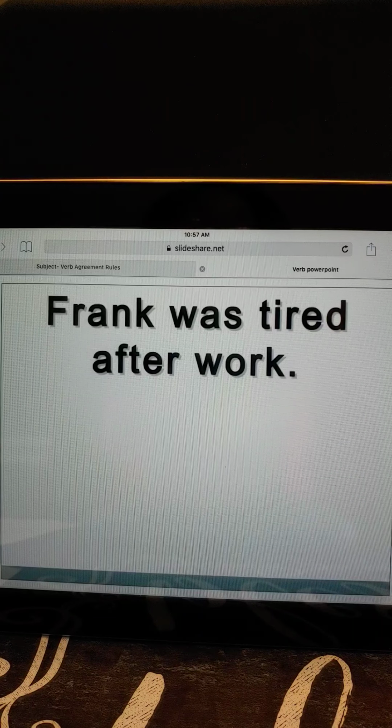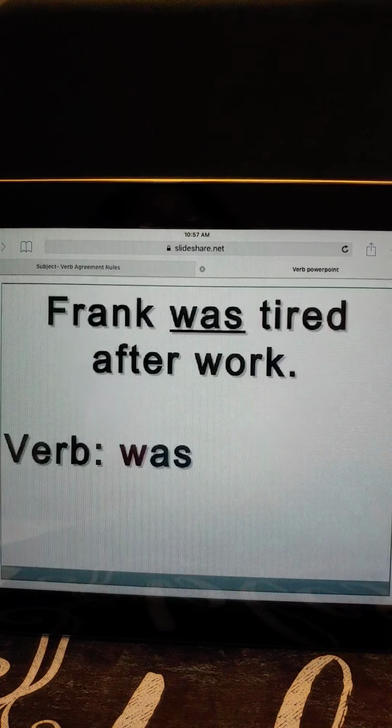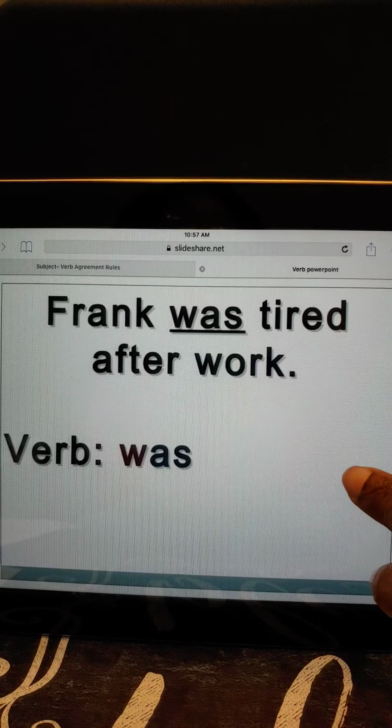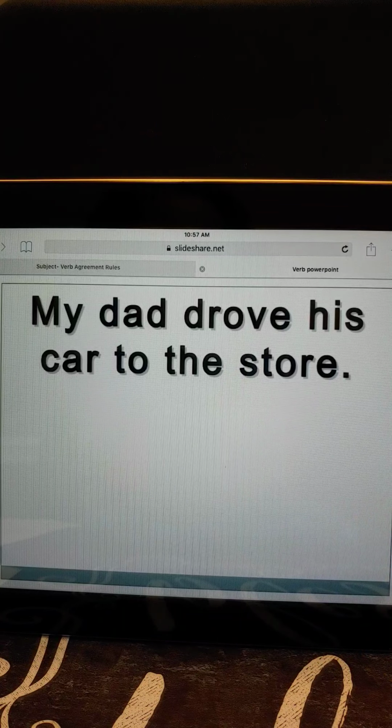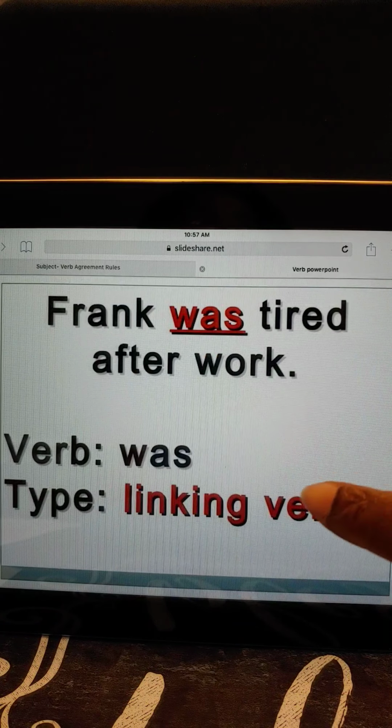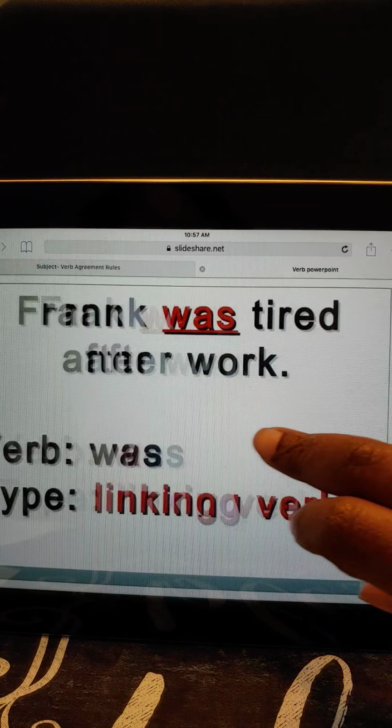All right, Frank was tired after work. Keep in mind that the verb is was, but this is considered a linking verb, okay? So we're not talking about linking verbs, but if you see was, know that that is linking something. It is linking Frank and tired together because Frank was tired, okay?